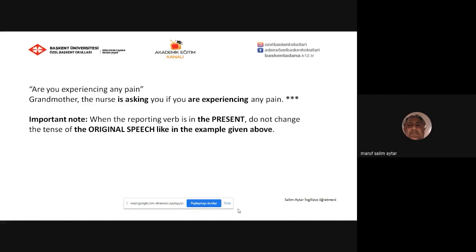Have a look at it. Are you experiencing any pain? Grandmother, the nurse is asking you if you are experiencing any pain. When the reporting verb is in the present, do not change the tense of the original speech like in the example given above.